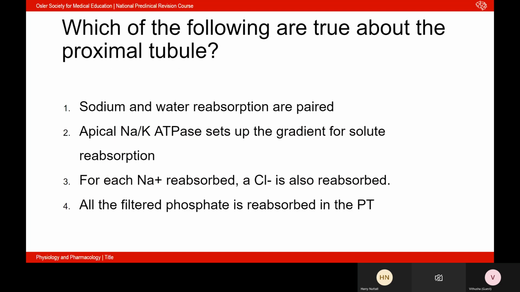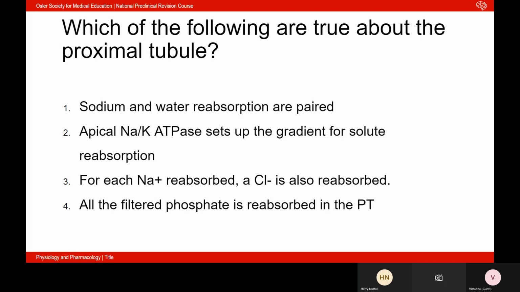So next question, we're moving on to the proximal tubule now. Okay, lovely. Show the results. Yeah, perfect. So it is that sodium and water are isotonically reabsorbed. It wouldn't be an apical NaK ATPase which sets up the gradient for solute reabsorption. It would be a basolateral one.